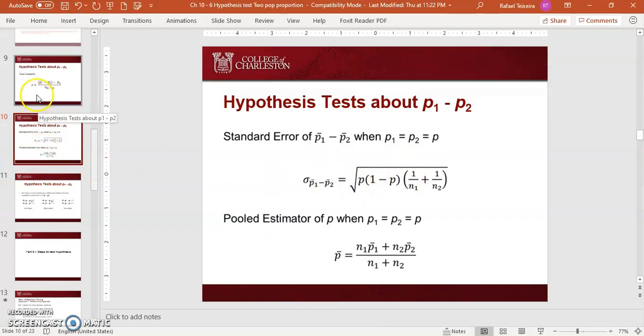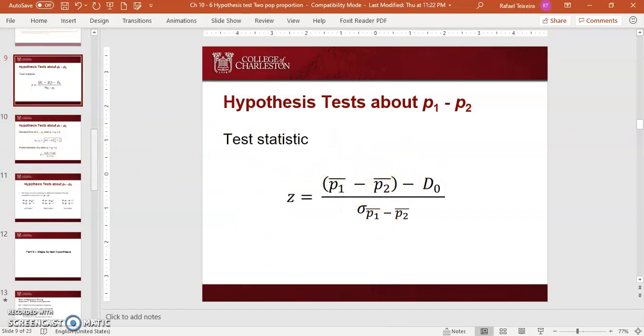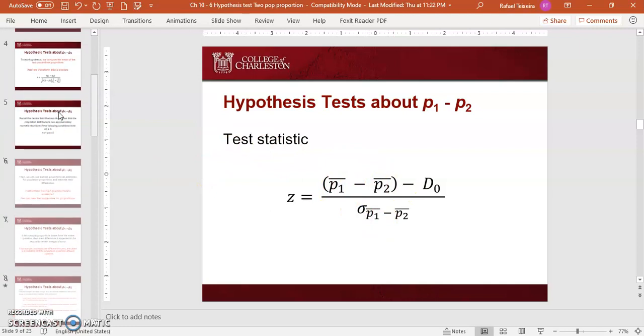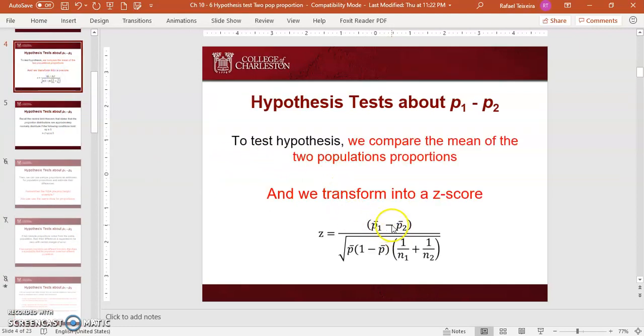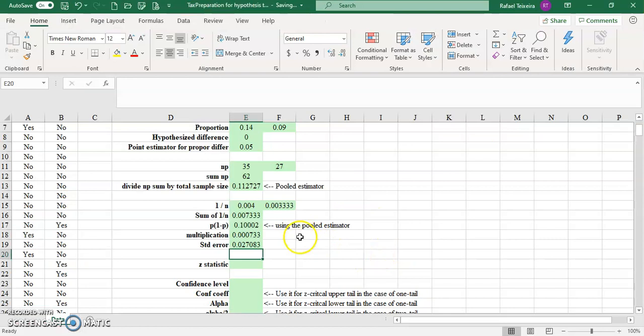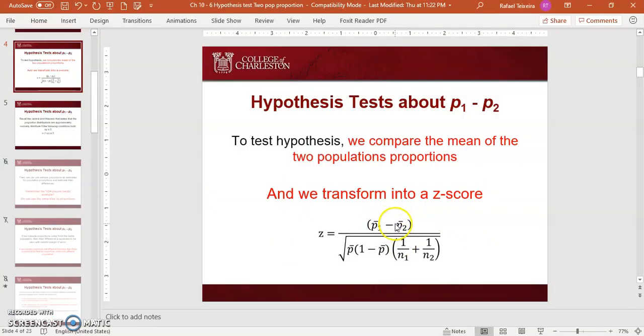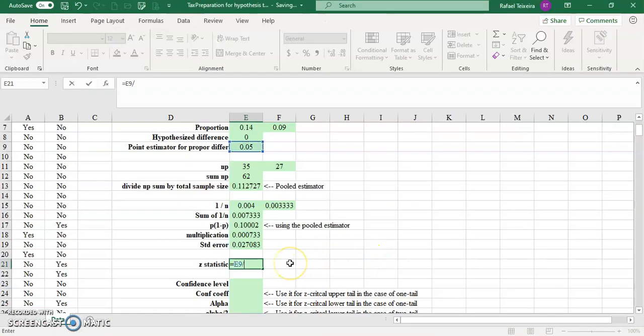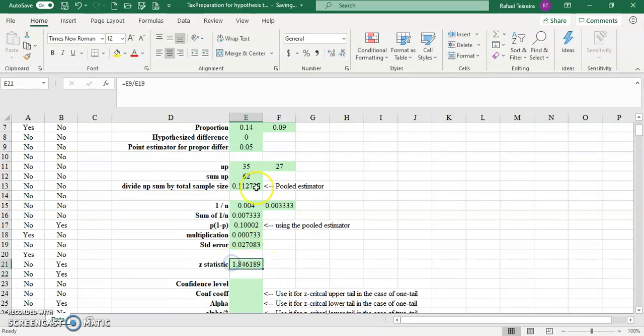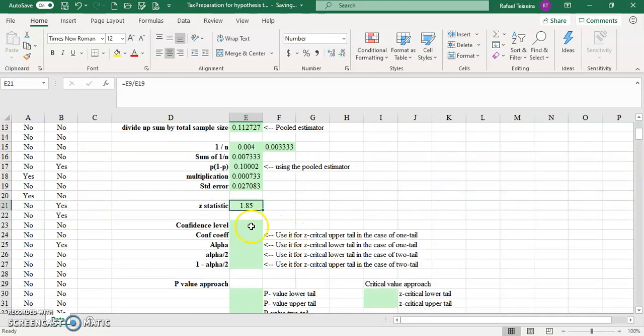Now I can go back to this formula and do this, or the same thing is this formula. So I get the difference and divide by the standard error. So the z-statistic is the difference, the point estimator for the proportion difference, which is this thing here, divided by the standard error. 1.84. Remember, we got 1.85. If we reduce the number of decimal places, that's rounding up 1.85, the same thing we found before.